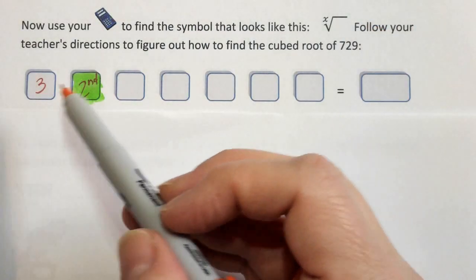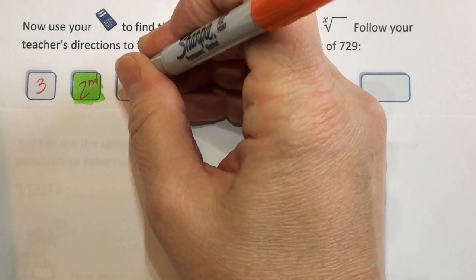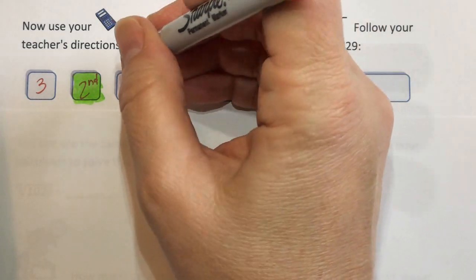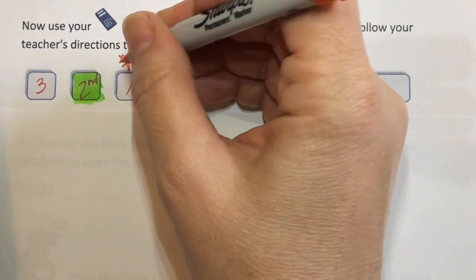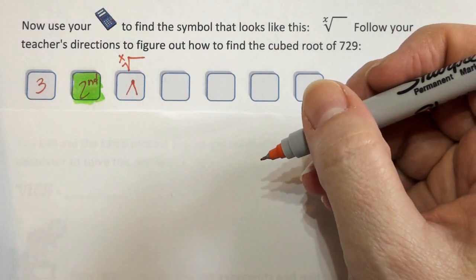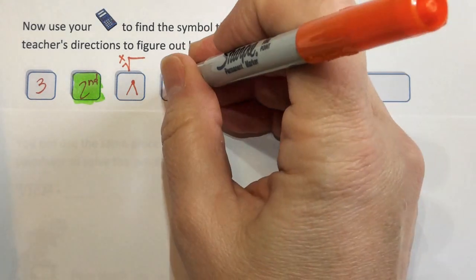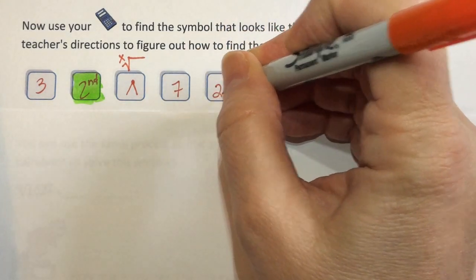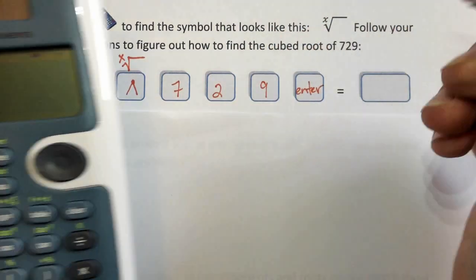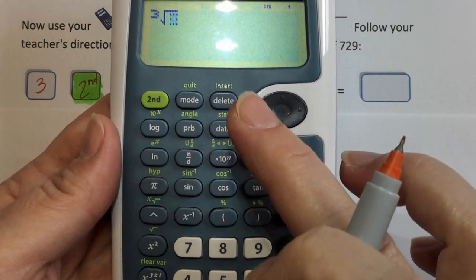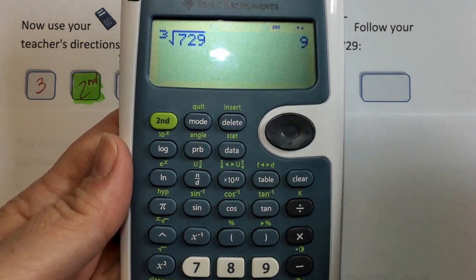All right, so we have 3. We shifted, and then we found the key with the caret on it. And right on top of it was the x with the square root. And so the cubed root of what is going to be 729. Then we'll hit enter. So the cubed root of 729, enter, is 9.